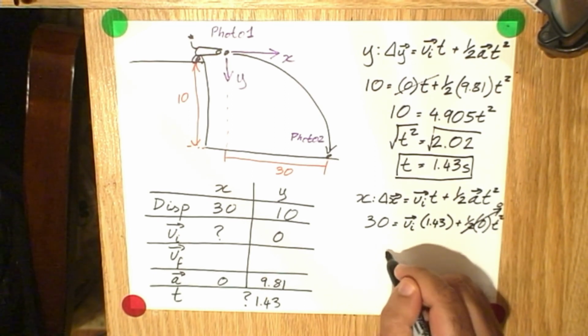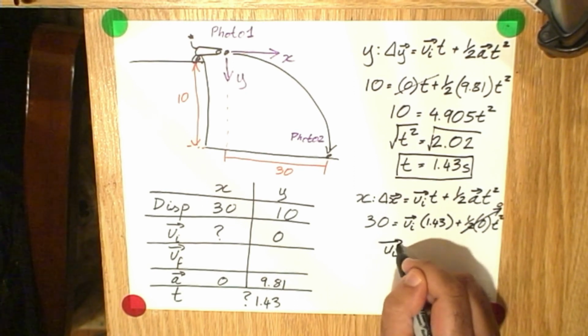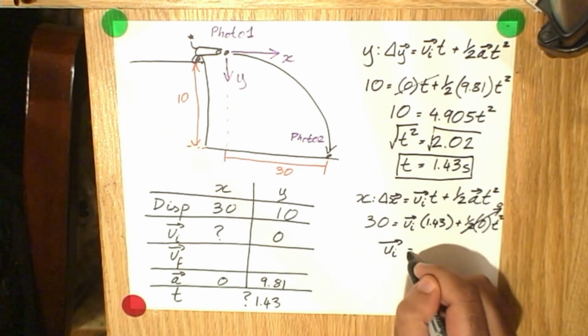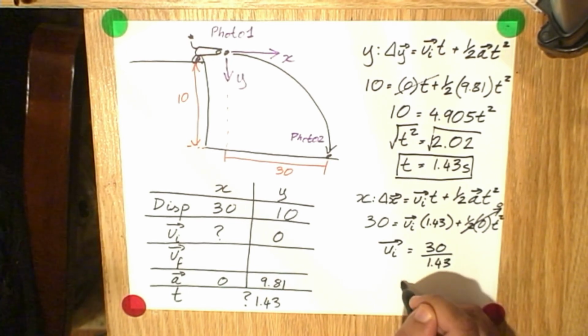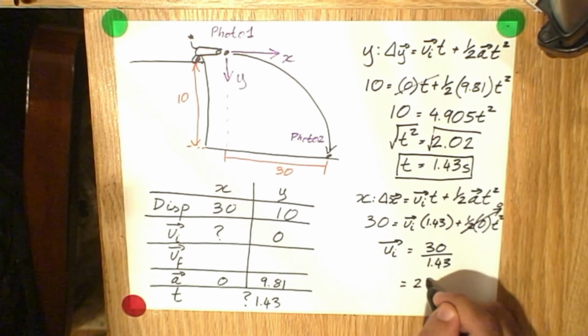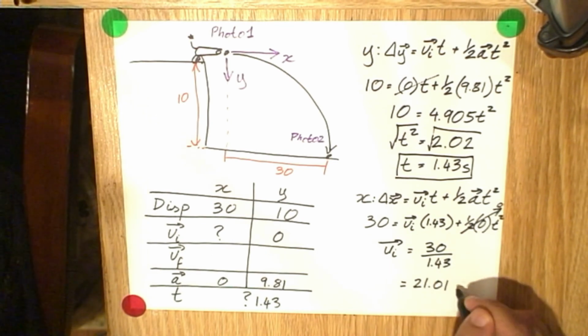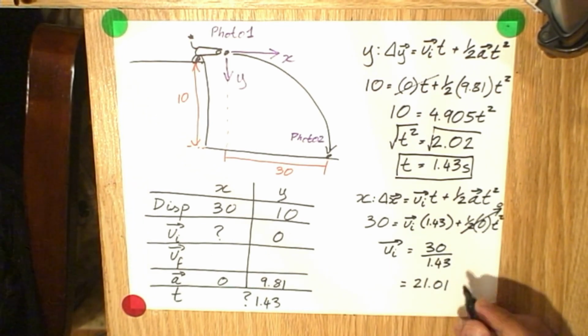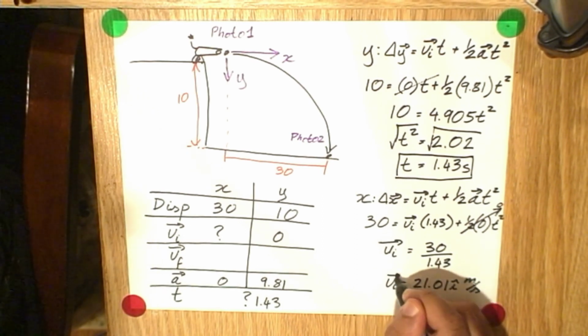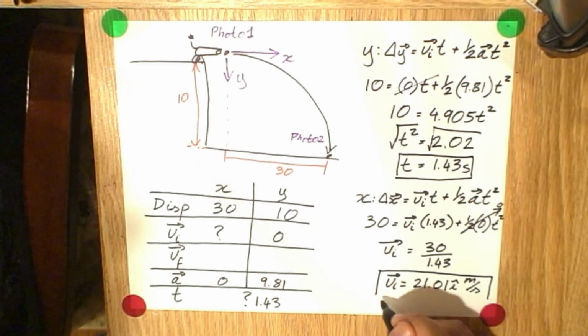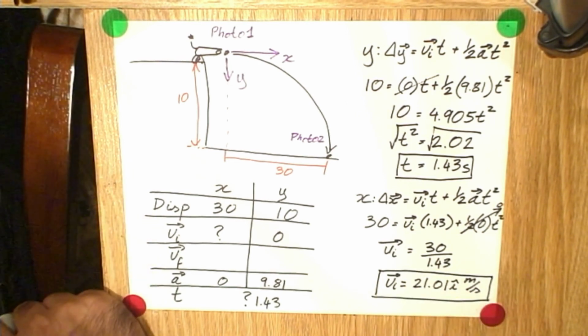So we are left with v initial. We can divide both sides by 1.43. It's going to be equal to 30 divided by 1.43, which is equal to 21.01. And if you want to be really rigorous about it, we would say 21.01 i hat meters per second. So this is the launch velocity of the cannonball.